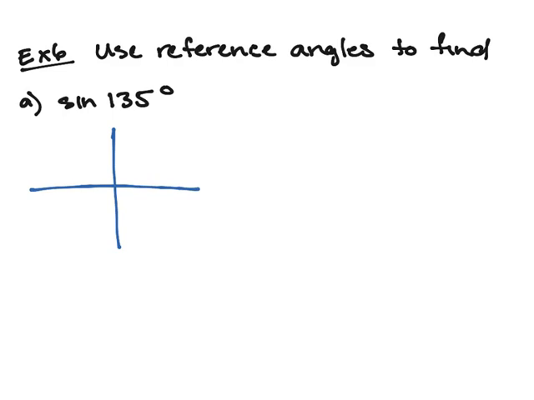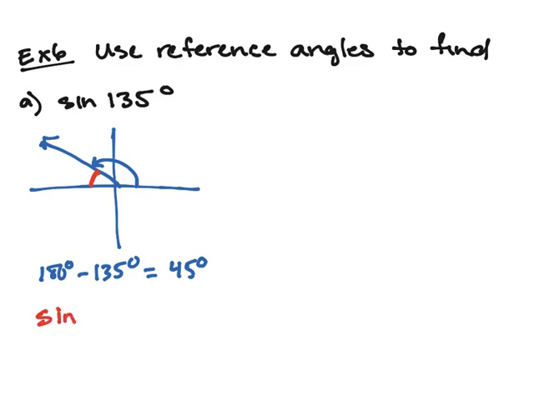Well, that's in between 90 and 180, right? So let's draw my terminal side there. So 135 goes from here to here. 180 minus 135 will give me 45 degrees as a reference angle going from here to here. Well, if that's my reference angle, 45 is the same thing as pi over 4, right? Sine of 45 degrees is the same thing as sine of pi over 4. Sine of pi over 4 we know is root 2 over 2.